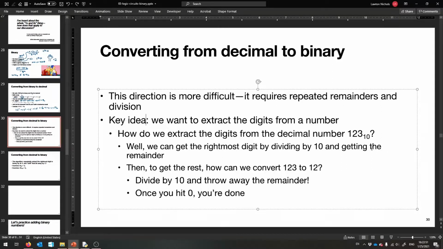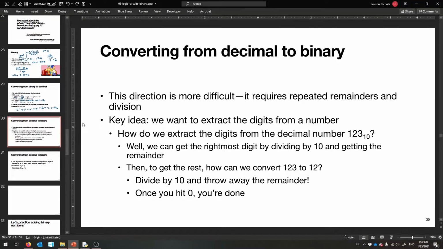So if I have this number in decimal, how do I get these individual digits out of it? Like I want the 3 out of 123. I want the 2. I want just the 1. How can I use math to do that? And the secret is, well, you can actually get the rightmost digit by dividing by 10 and getting the remainder. So if you divide 123 by 10, you're going to get 12 remainder 3. Okay, so that's the idea. So that's how you can get the rightmost digit.